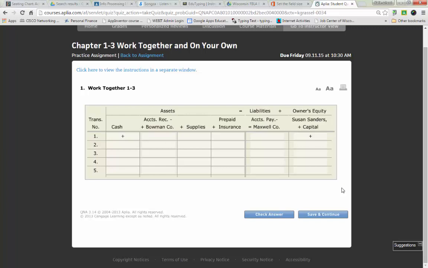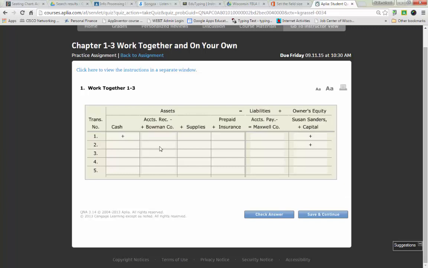So, sold services on account. Sold services you need to associate with the word sales, just like on that other transaction, receive cash from sales. Sold services, we also associate with sales. So we know sales is going to do what to owner's equity? Increase it. So we're going to put a plus sign there for transaction number 2. And our other account was Accounts Receivable, Bowman Company. Does Accounts Receivable, Bowman Company, owe us more money or less money because of this transaction?